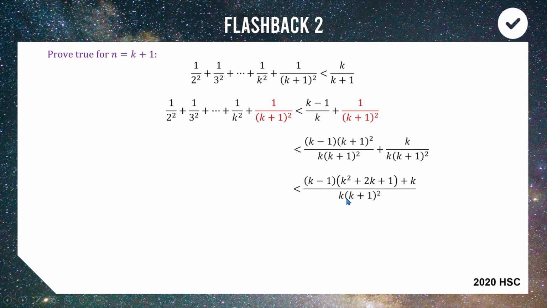So that's our next step. We're going to expand out these brackets, and when you simplify the whole thing, take my word for it, you end up with k cubed plus k squared minus 1. Okay, that right there is the top of the fraction expanded and fully simplified.